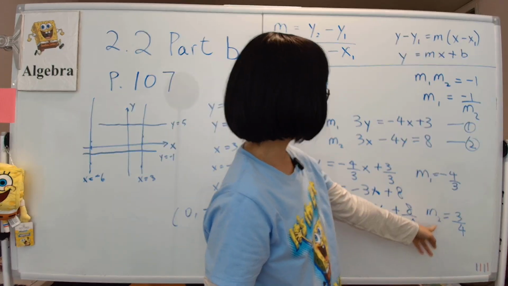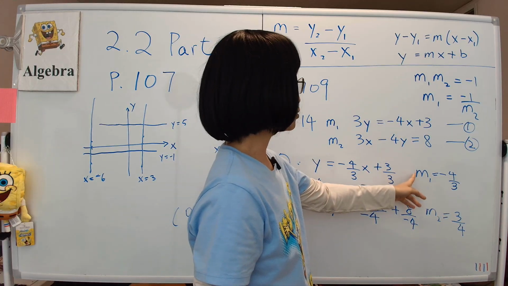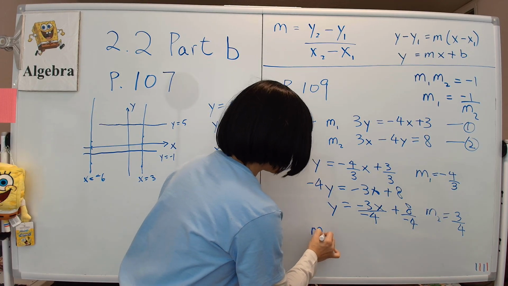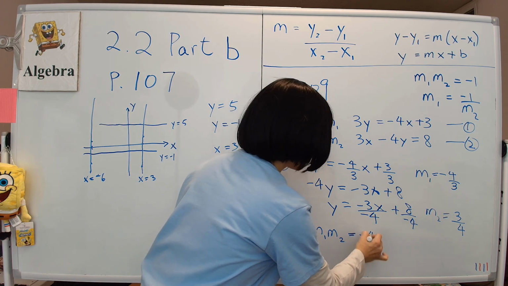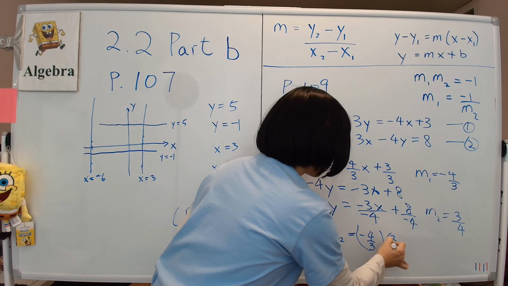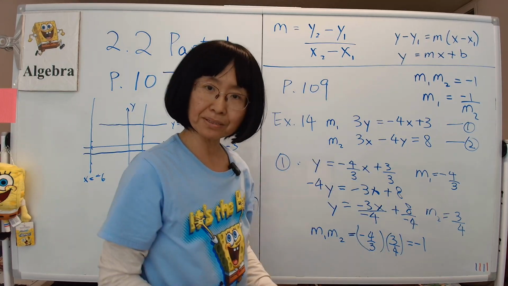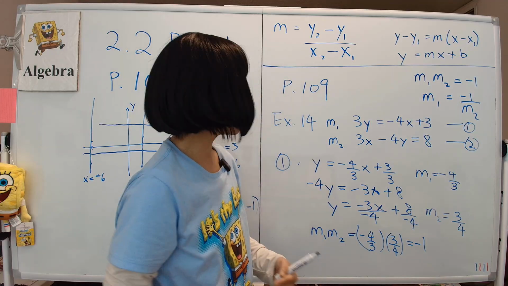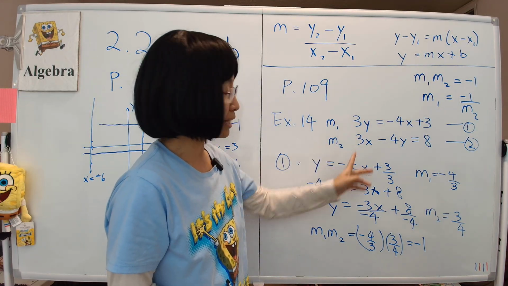Are they the same? The answer is no, because if they're the same, then the lines are parallel. Now the second question: do they multiply to be negative 1? Let's check. m1 times m2 equals minus 4/3 times 3/4, and that is indeed negative 1, and therefore the two lines are perpendicular. Now the lines can either be parallel, perpendicular, or neither; there is not a fourth option. So our conclusion is that these two lines are perpendicular.